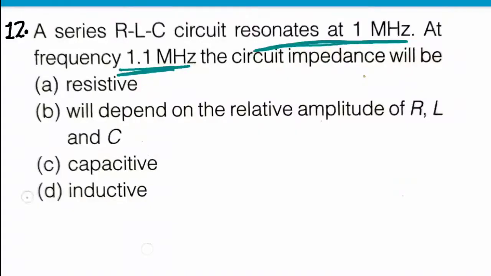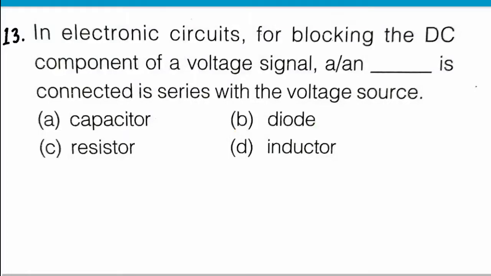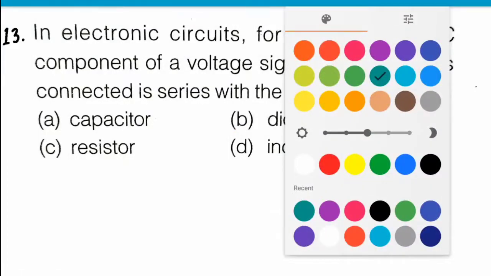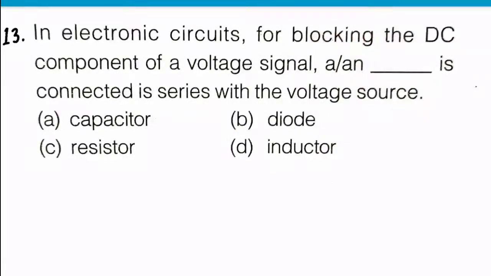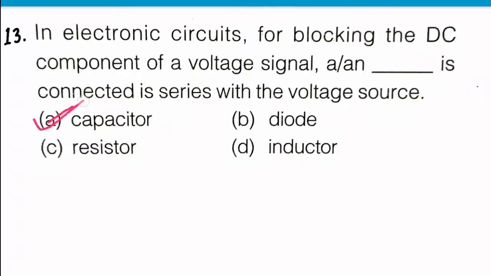So this will be inductive. Next question is asking, in electronic circuit, for blocking the DC component of a voltage signal, a dash is connected in series with the voltage source. So this is a capacitor connected with the voltage source.